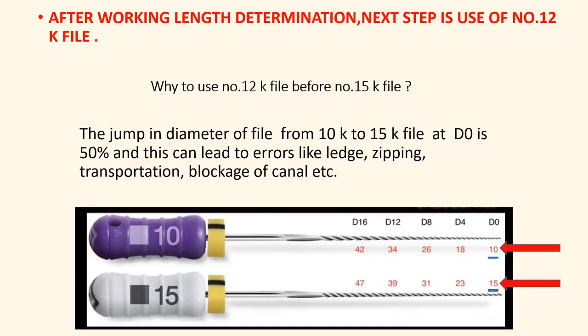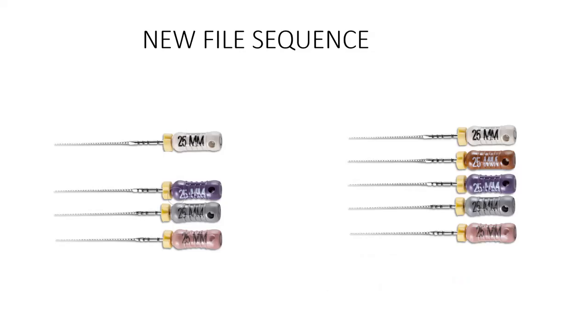Here you can see the diameter of the 10K file at D0 is 0.10 millimeter, while the diameter of the 15K file at D0 is 0.15 millimeter. So this is a 50% jump in the size. So this is my new file sequence: number 6, number 8, number 10, number 12, and number 15. This is the number 12.5K file from VDW.